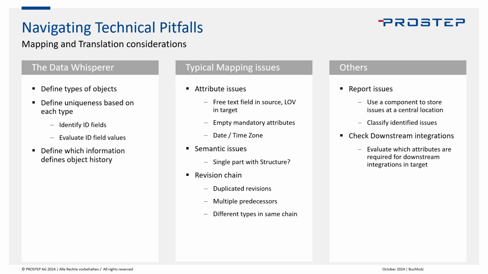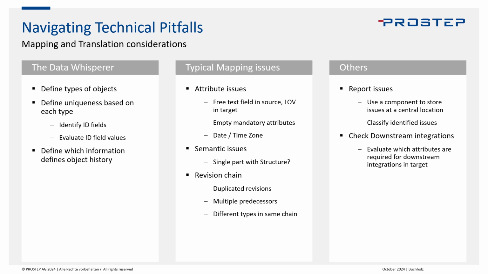Revision chains are always a fun topic. There are many systems, especially older PDM systems, where you can face multiple issues with revision chains. For example, you have a duplicated revision in the same chain. For one revision, you may have multiple predecessors, or you have different types in the same chain. So for example, revision A is a part, and revision B is all of a sudden an assembly. So that's something that you also want to look into.